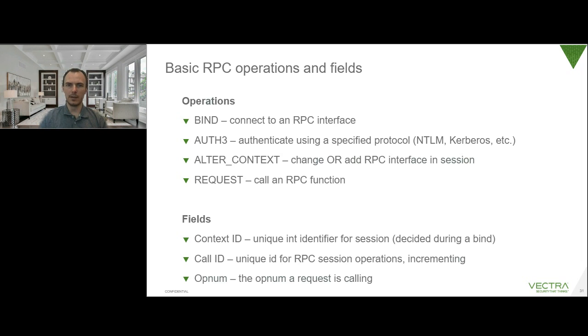As I already pointed out in the previous slide, those identifiers, you have that unique identifier that is set during the bind. That's the context ID. You have the ID for the RPC sessions, and then you have the operation number. So that's the actual function call being made.